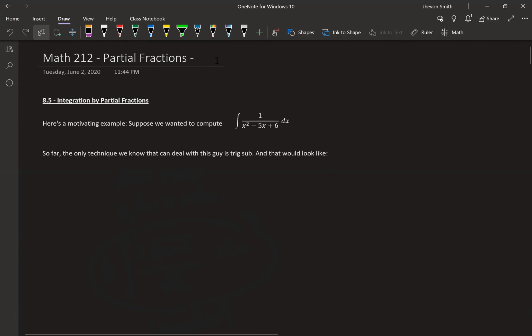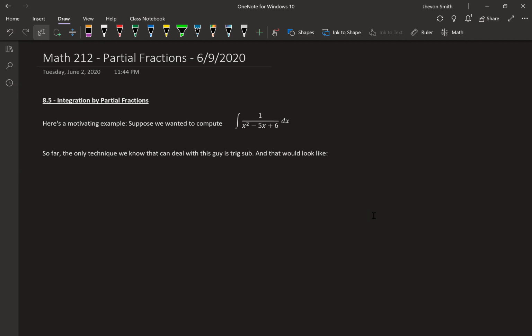Okay, this is called integration by partial fractions, and we started this on the 9th. Here's a motivating example. This is the example that we're going to start off with, and I'm going to show you why you might realize that this technique is something you would want to know. So here's an example of an integral: 1 over x squared minus 5x plus 6.